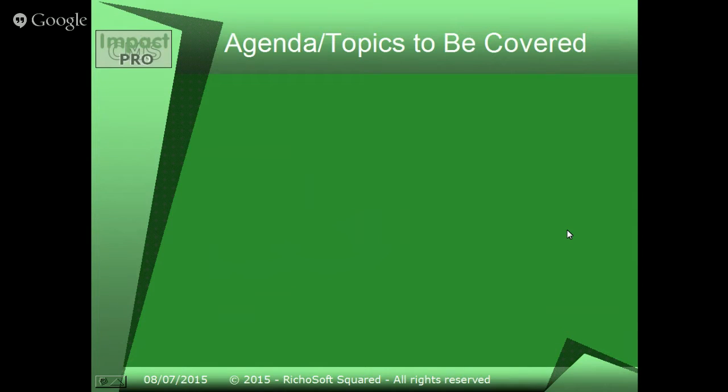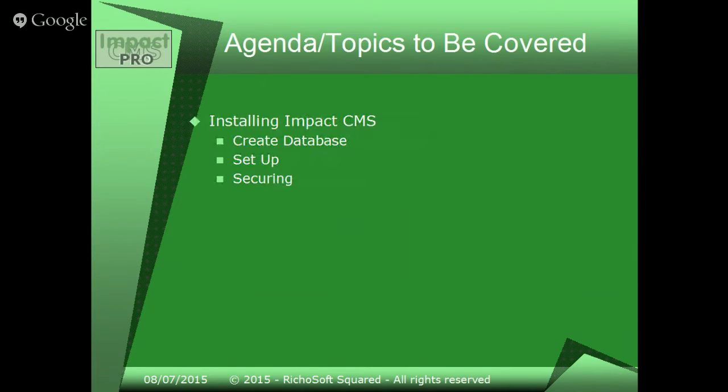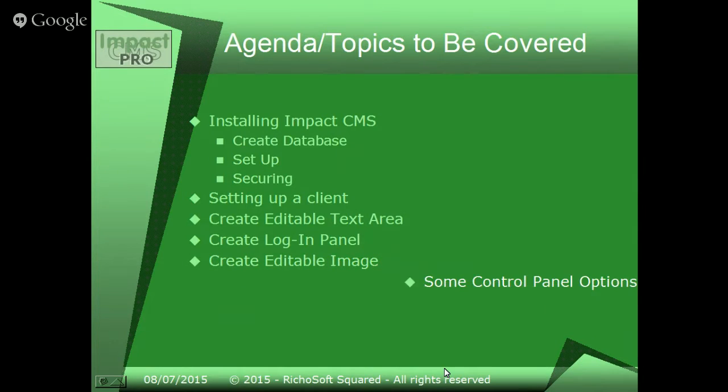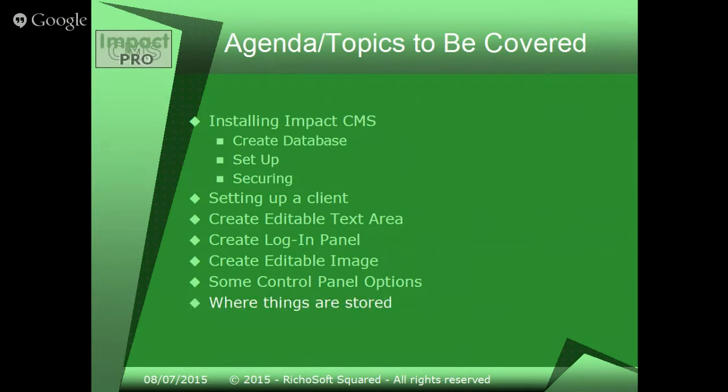Okay, what we're going to cover today, I hope you can all hear me, is installing the Impact CMS system, creating a database, setting up the basic system and securing it, setting up a new client, creating an editable text area, create a login panel, create an editable image. We'll look at some of the control panel options and where things are stored, and then we'll take questions at the end.